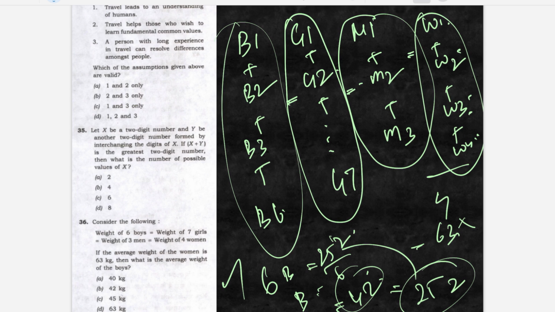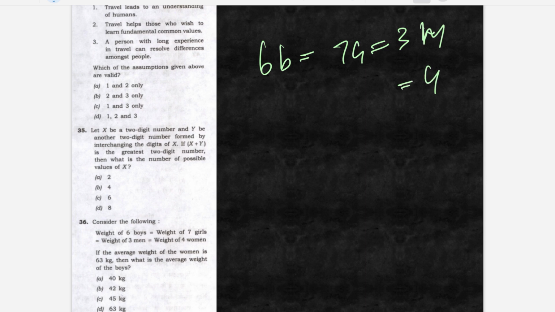Weight of 6 boys is equal to weight of 7 girls. Your mind should simply work that way. You would have made a mistake if you had started writing it like 6 boys is equal to 7 girls is equal to 3 men is equal to 4 women. You cannot write it like this, because not all women's weights are the same. One woman could be 30 kgs, another could be 40, another 50, but if you add up all their weights, that is equal to the sum of the weights of all the men. So you should visualize it the way I have done it while solving it. If you can visualize it like that, it's a very easy question, not at all difficult.